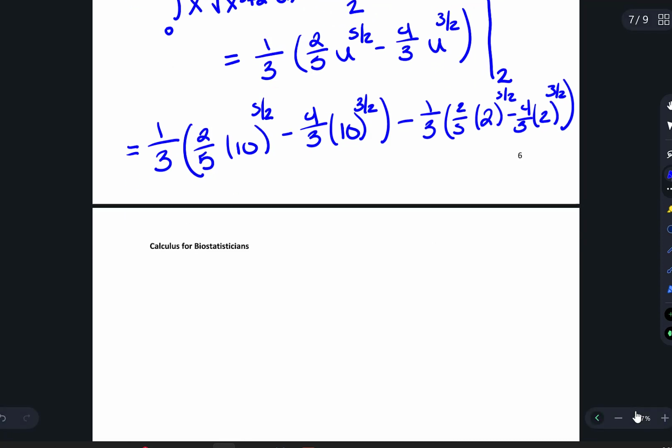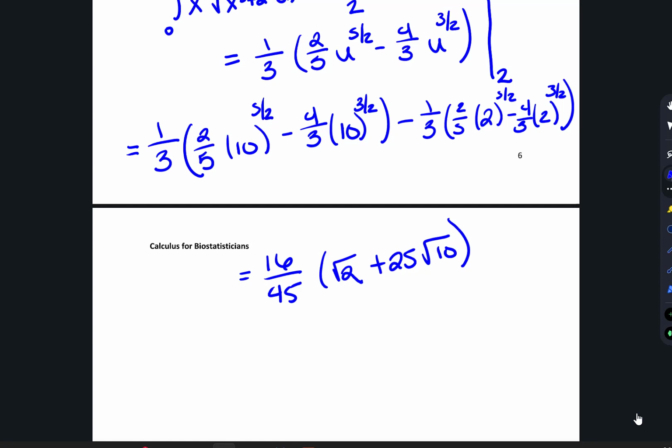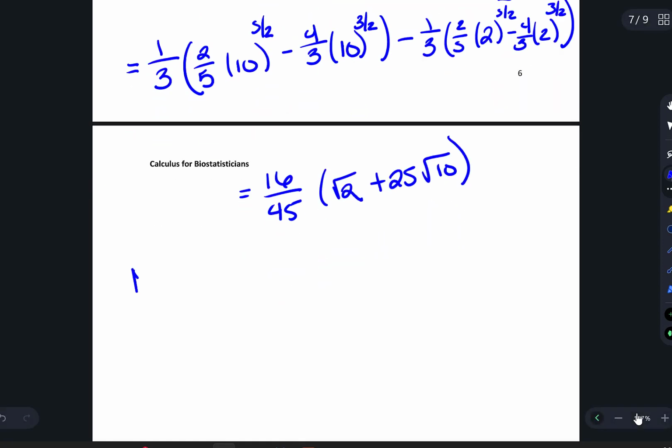Of course, you would want to simplify this. If you simplify it, you would find that this is equal to 16 over 45 times the square root of 2 plus 25 times the square root of 10. For the sake of time in this video, I'm not going to do that. But we do want to go ahead and see what the other option is.